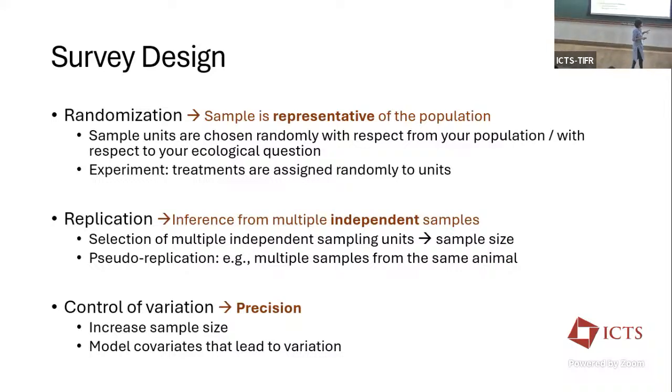the sample is representative of the entire population. And essentially that means that you need to, what does this mean? It means that your sampling units are chosen randomly from your population, randomly with respect to your question. Your replication means you select multiple independent sampling units. That is what you refer to as your sample size, and it has to be independent of each other.